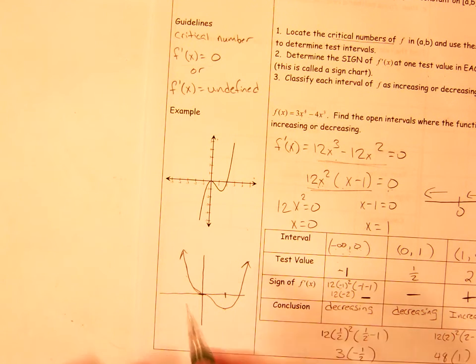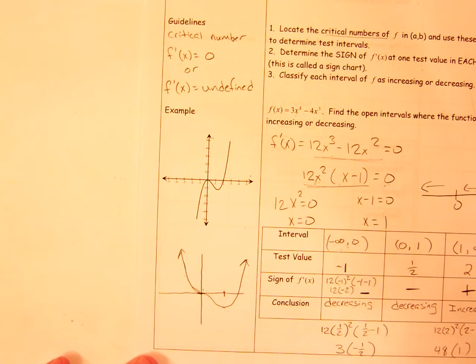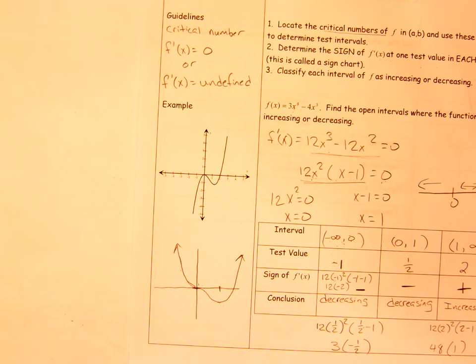Okay, this one happens to be a touchdown function because they're both up. Even degree polynomials are up or down: both ends up or both ends down. Odd degree, like a cubic function or even a linear function, has one end down and one end up.